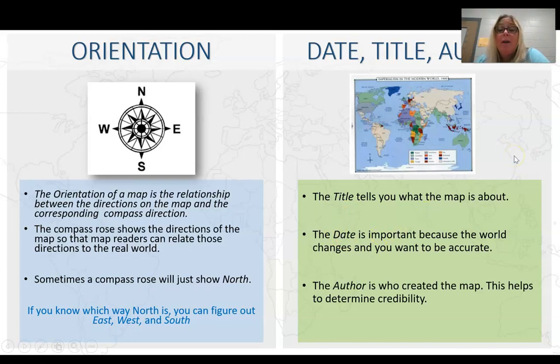We also have an author listed on the map. The author helps us to determine credibility. If I were to just draw a map for you from my memory of how I got from my house to this school, you may not want to use that as a credible map. So knowing an author sometimes can help us determine credibility.